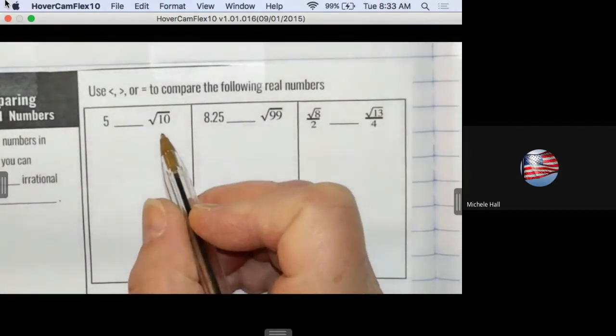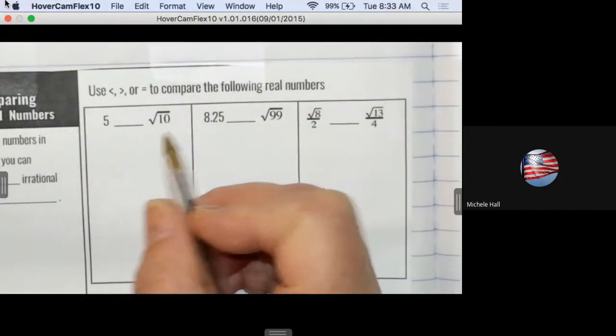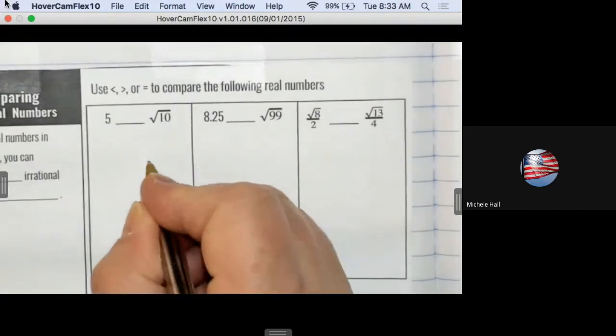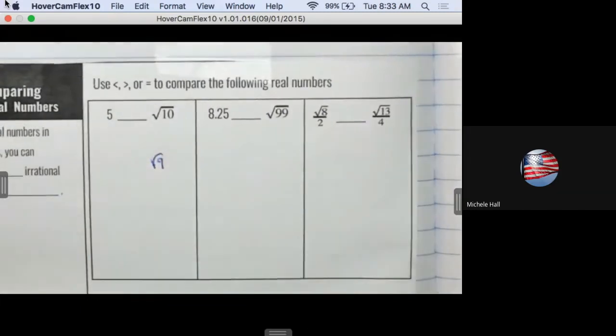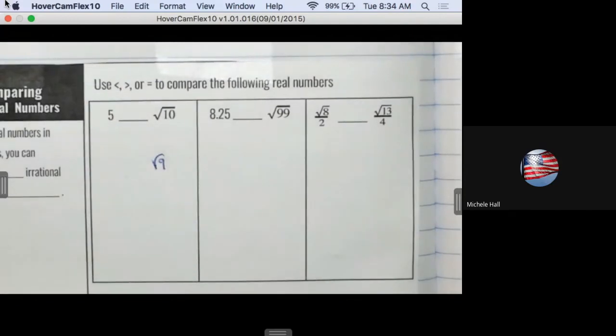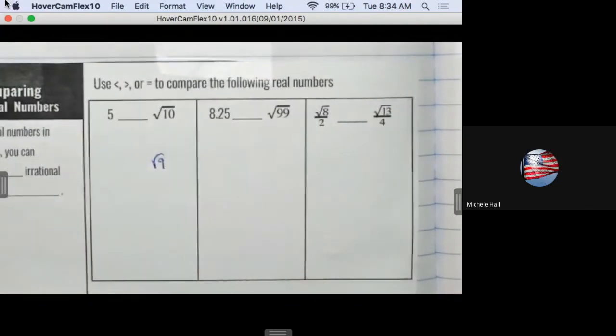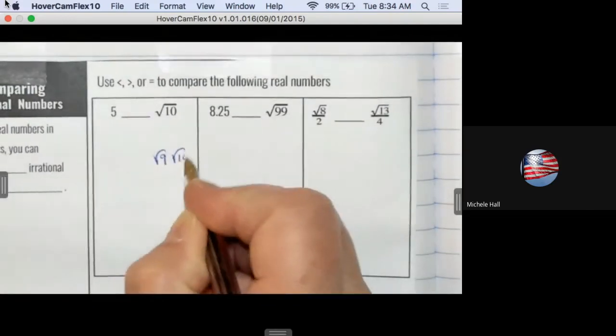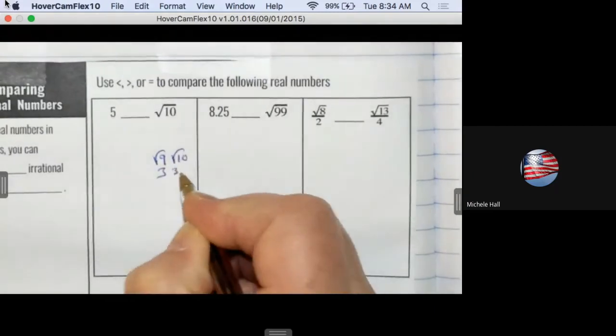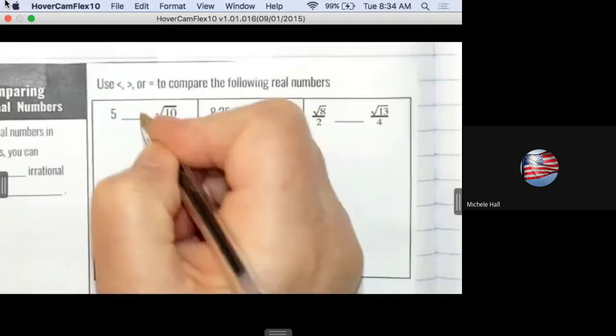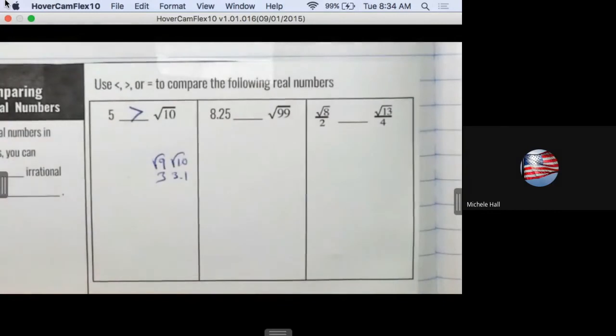So the square root of 10, approximately, how much is the square root of 10? If I think about the square root of 9, does the square root of 10 come before or after the square root of 9? It's after it. So I know that this is 3, and this could be like 3.1. So I can already see that 5 is larger. We're just comparing them.